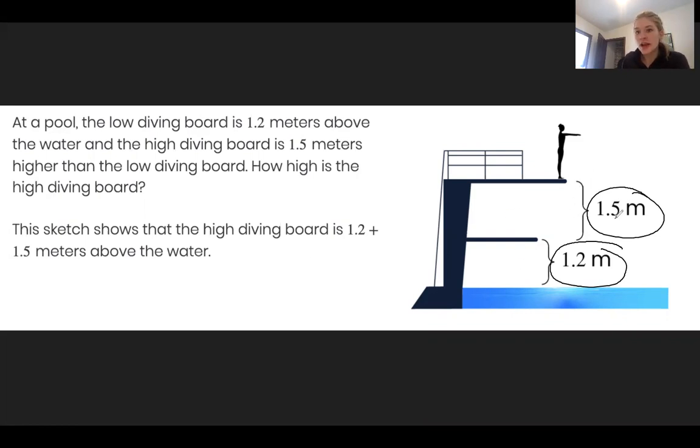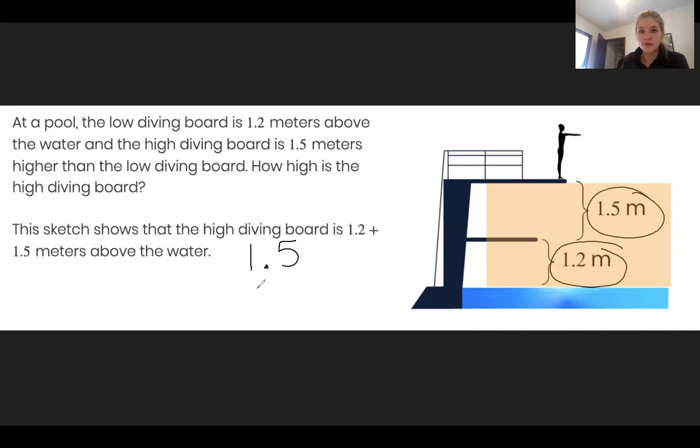So we need to add these two numbers together in order to find this total height of the diving board. Okay, so we're going to be finding the sum. All right, you can decide how you want to do this, either on a place value mat, on a number line. I'm going to stack it up.